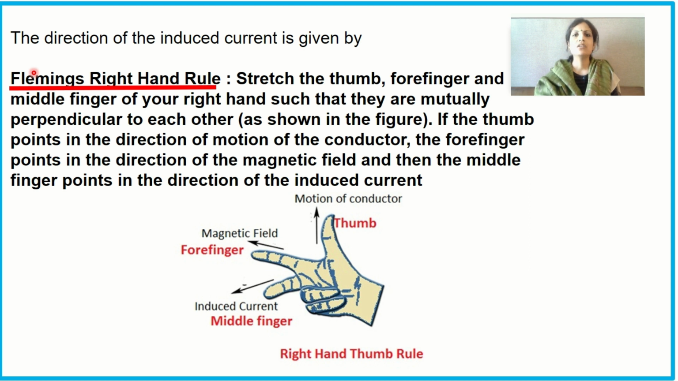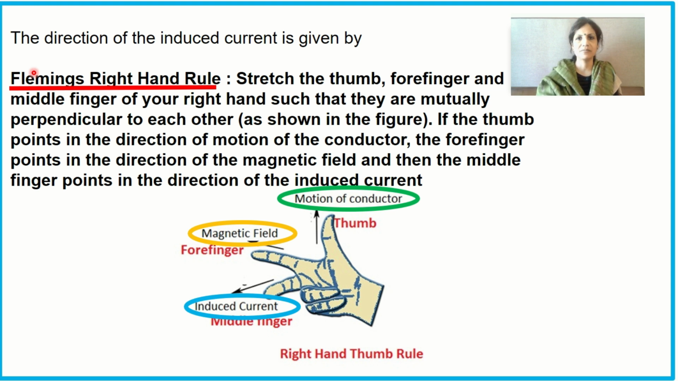So what you have to do is stretch the thumb, forefinger and the middle finger of your right hand in such a manner that they are mutually perpendicular to each other. Look at the figure given there. If the thumb points in the direction of motion of the conductor, the forefinger in the direction of magnetic field, then the middle finger will always give you the direction of induced current. So this is how you can find out in which direction the current is induced into the conductor.